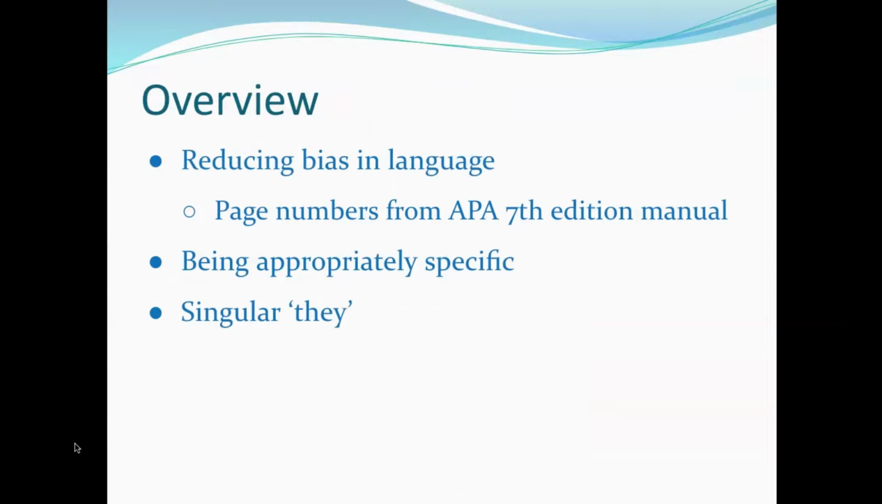So a brief overview of what we're going to talk about in this video. Basically, it's all about ways to reduce bias in language, most of them from APA 7th edition manual. And any page numbers you'll see in the slides are page numbers from the APA 7th edition manual. In particular, some of the strategies I'm going to talk about are about how to be appropriately specific to help reduce bias. And I'll also talk about singular they, which APA has endorsed.